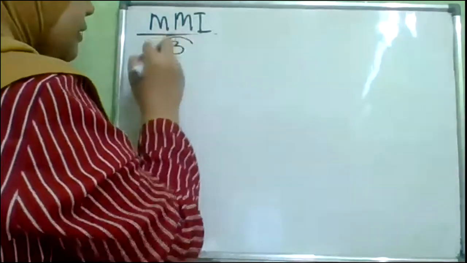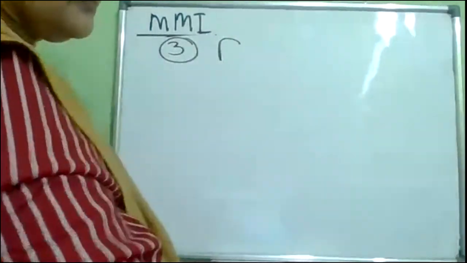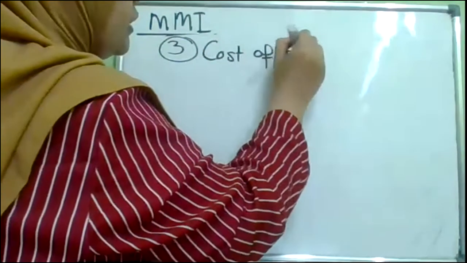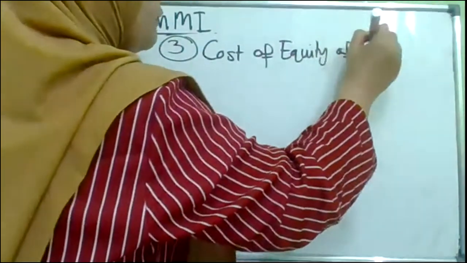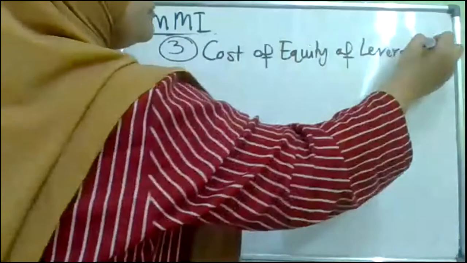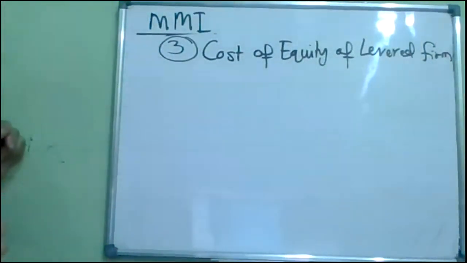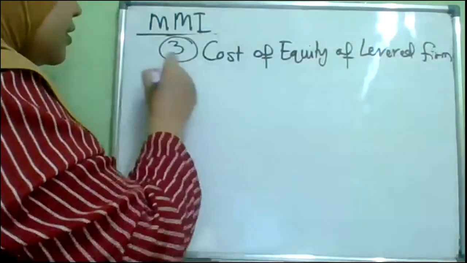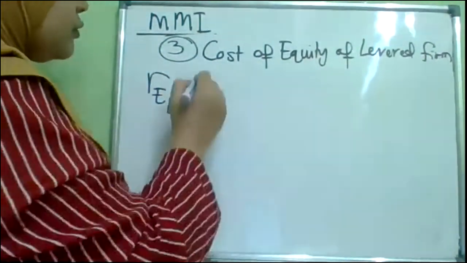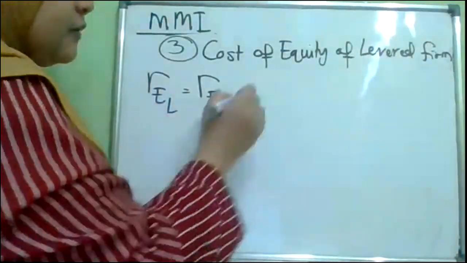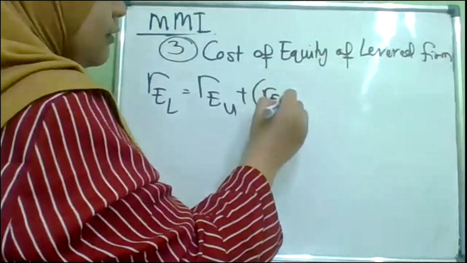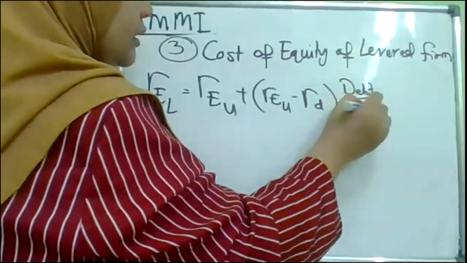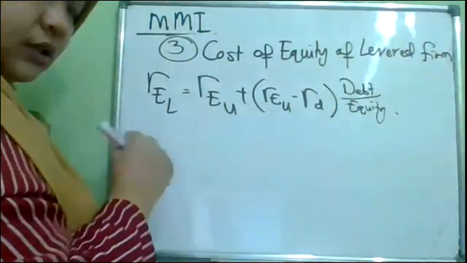The third step, you have to find the cost of equity of the Leviathan firm. Okay, how to find the cost of equity of the Leviathan firm? Using the formula given. So the cost of equity of the Leviathan firm equals cost of equity of the unlevered firm plus the cost of equity of the unlevered firm minus cost of debt, times debt over equity. So total debt divided by total equity.